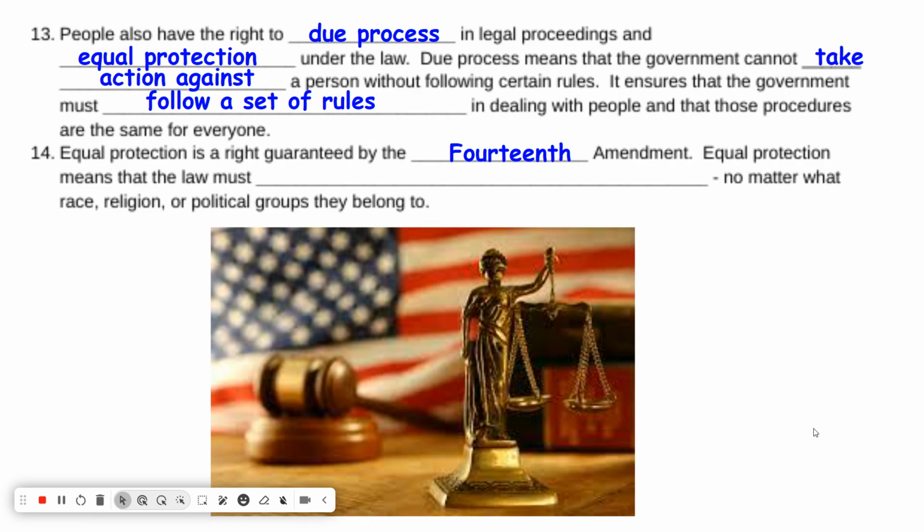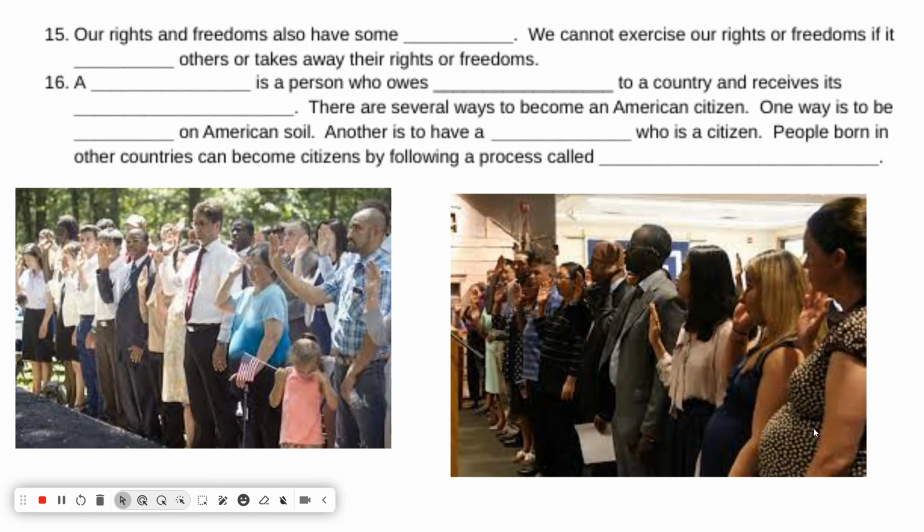Equal protection is a right guaranteed by the 14th Amendment. It's kind of the second part of that. If you remember, the 14th Amendment's one of the Civil War amendments. It talked about granting citizenship to our former slaves, but it also talks about the equal protection and due process of law at the state level. So equal protection means that the law must treat people in the same way, no matter what their race, religion, or political groups are. So our rights and freedoms also have some limits. We cannot exercise our rights or freedoms if it hurts others or takes away their rights or freedoms.